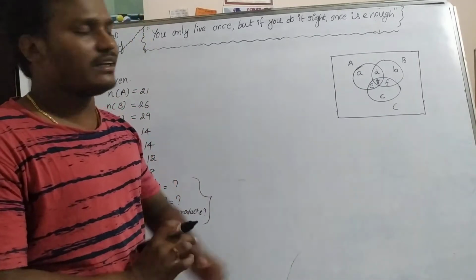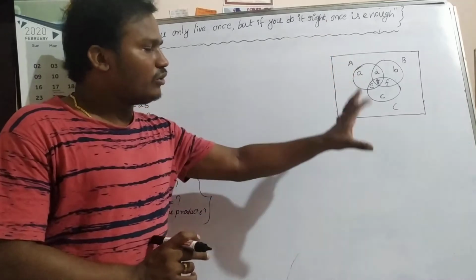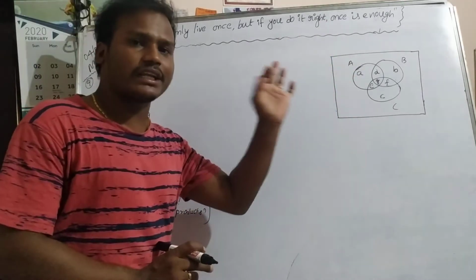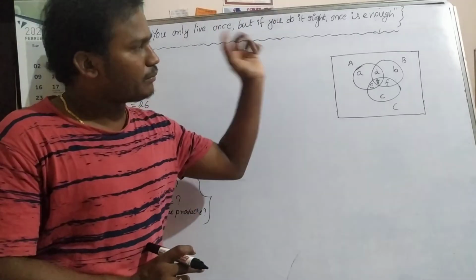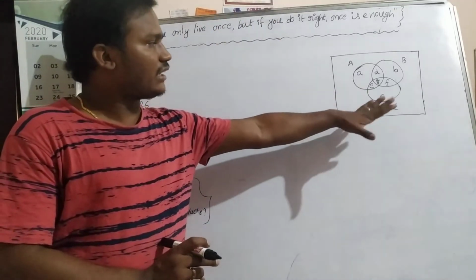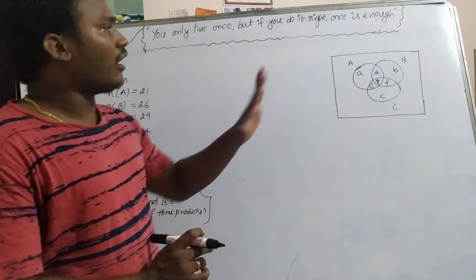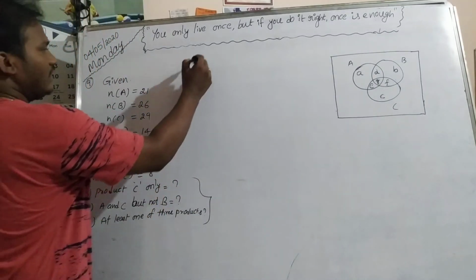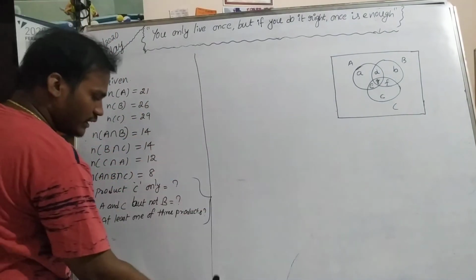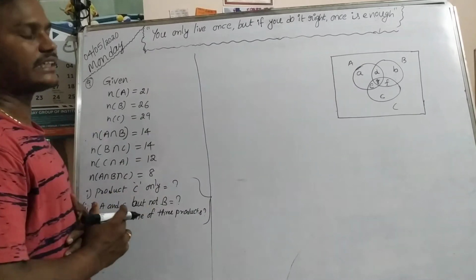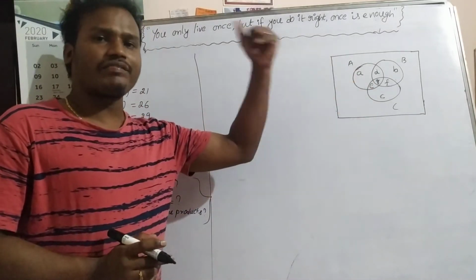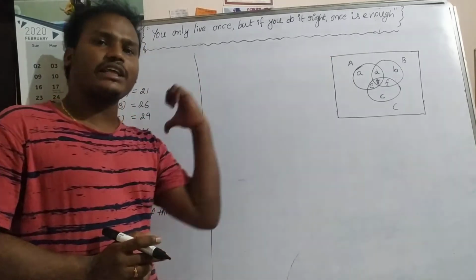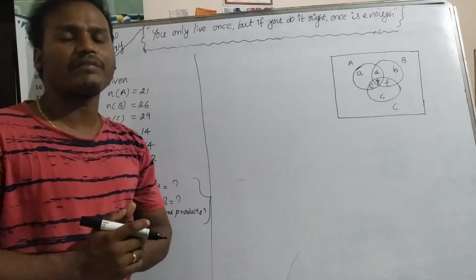I have taken A as the people who like only product A. B is the number of people who like only product B, exactly like it. And C, the number of people who like only C. Now let's write all these things from the given. Let's make some equations. If you find A, B, C, D, E, F, G, we can find all the answers to the questions they ask on this type of questions.